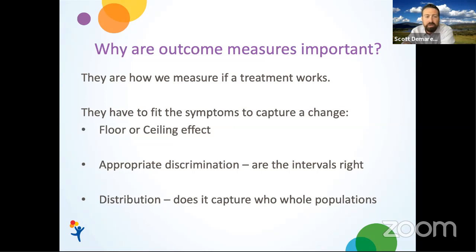So there's effects called the floor and ceiling effect. There's appropriate discrimination. This has to do with how far apart the intervals are on a measure. And the distribution. What's the spread like? Does it capture the whole population?